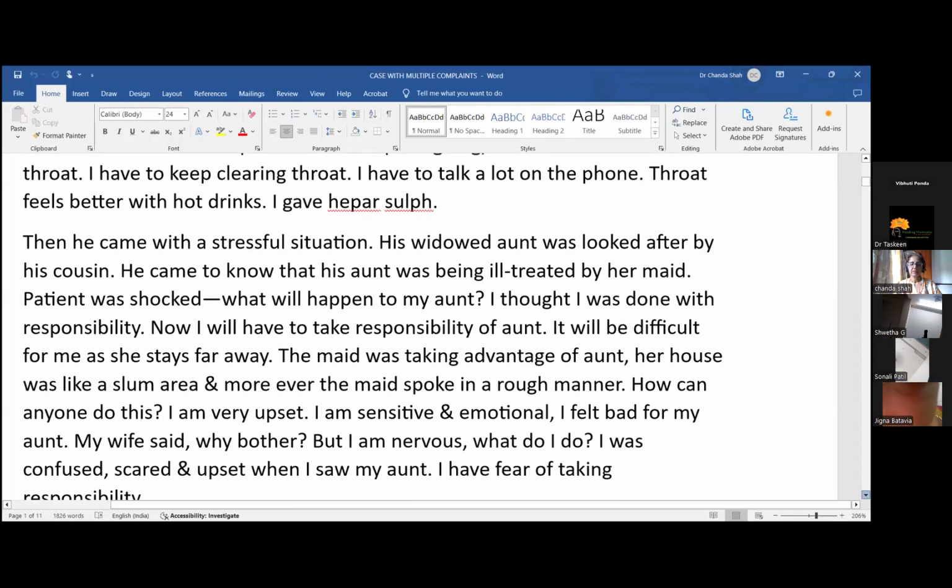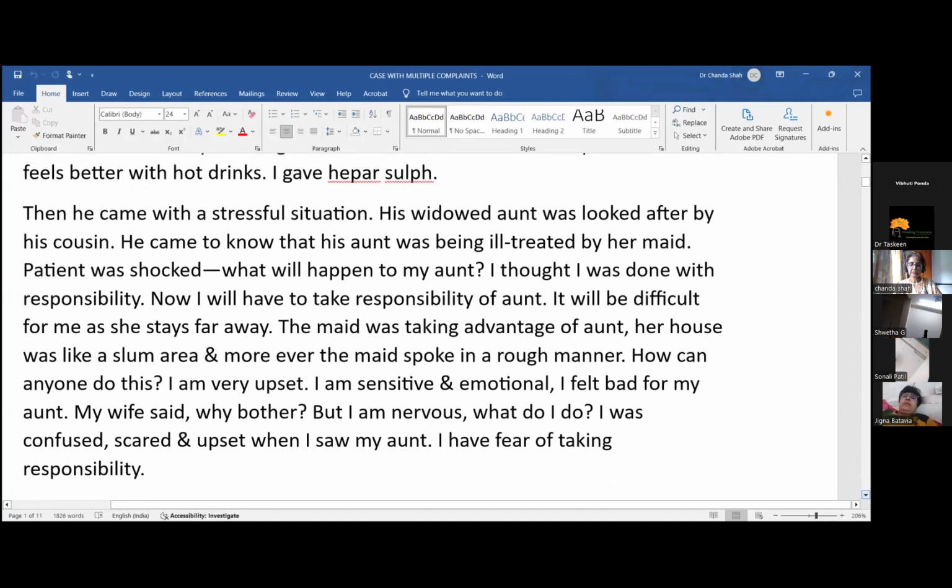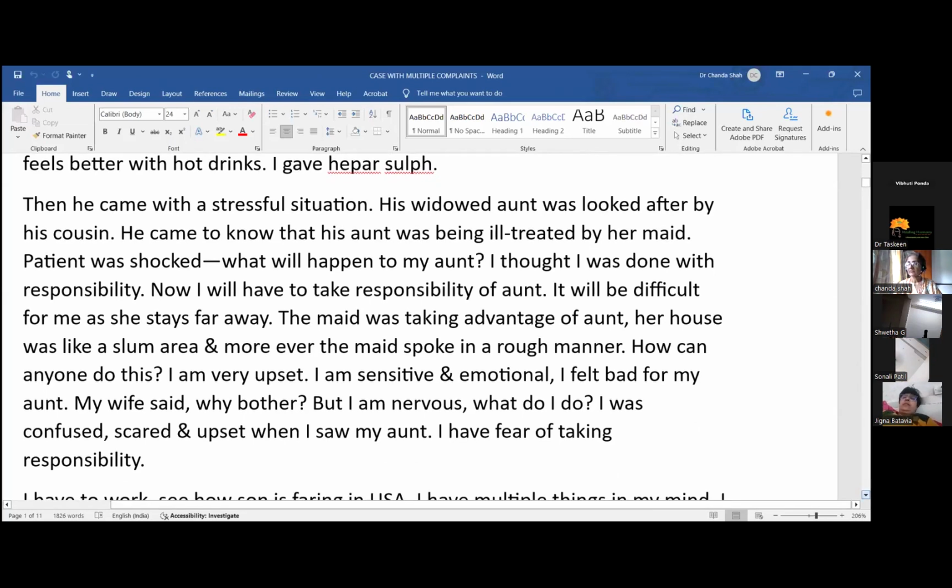So his wife said, why are you bothered? Just put her in a senior citizen home. Why are you bothered so much? But this guy was all shaken up. How will my poor aunt manage, what will happen to her? So he said, I'm nervous. What to do? I was confused, scared, and upset when I saw my aunt. So, like our previous patient, this fellow also has fear of taking up responsibility.